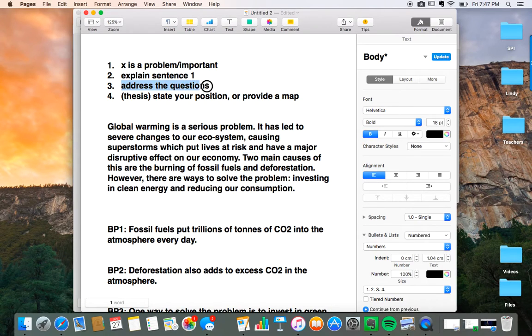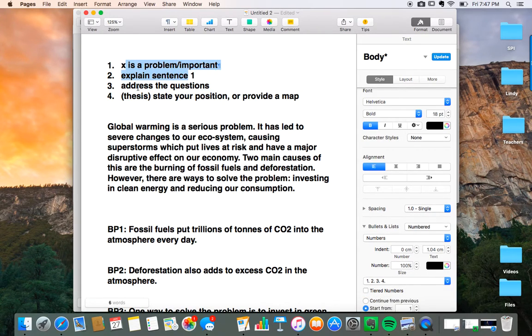Right, you're addressing the questions, and then you're writing your thesis. So that's the main thing. You've already done this part. Now we move here. Address the question or put your thesis. Now, in this one, you don't have to have a position, but what you are going to do is provide a map. That means you're going to tell me what you're going to tell me.